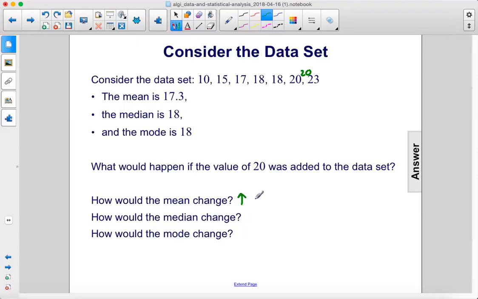How would the median change? Well, instead of this being the center number here, we instead would have another number over here, so the median would become an average of the 2 center numbers, which just happened to both be 18. So the median will remain at 18. How would the mode change? Well, the mode is 18 because there's 2, but now there's also 2 20s. So the modes would be 18 and 20.